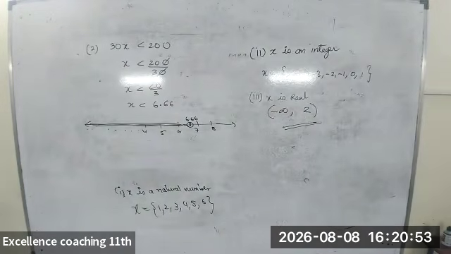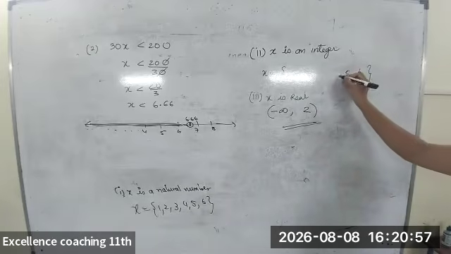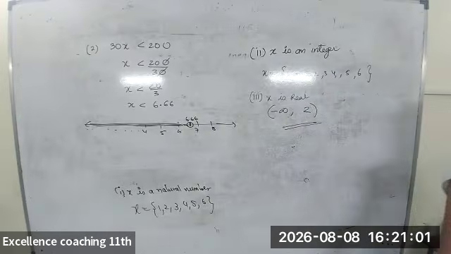Then integers: 6, 5, like this dot dot dot, go. Depends how many numbers you want to write. Then put dot dot.